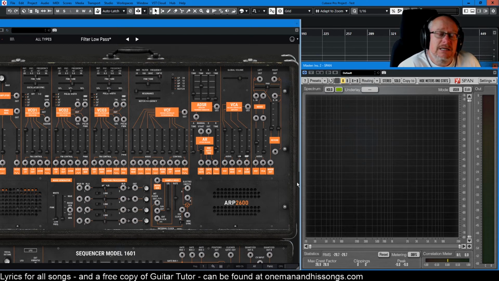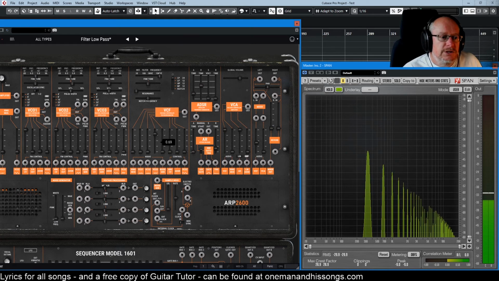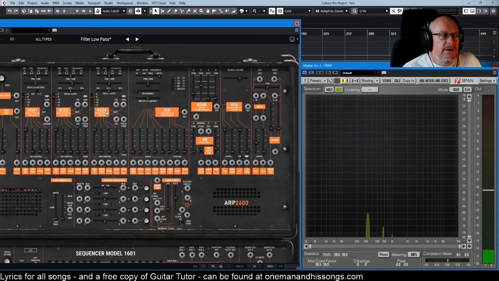Having said that, we're going to start this demonstration today with an oscillator. I'm going to introduce a sawtooth wave into the system. So that nasty sound there, and we see it on Span, is a sawtooth. The oscillator, VCO3 in this case, is generating a sawtooth wave.